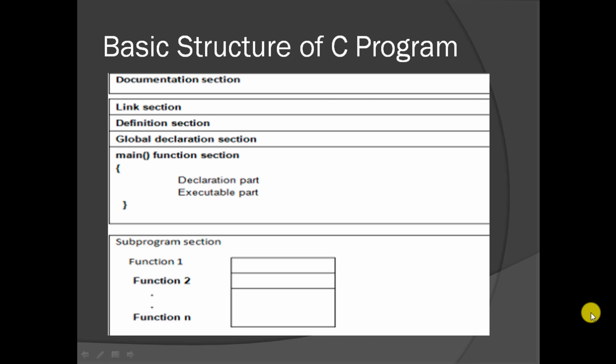In this basic structure of a C program we have different sections called documentation section, link section, definition section, global declaration section, main function section, and then subprogram section. Let us try to discuss these sections one by one.